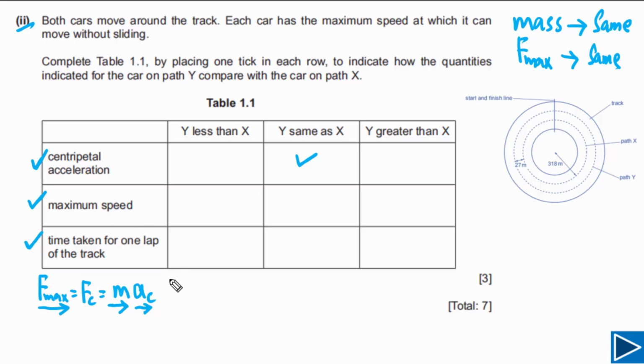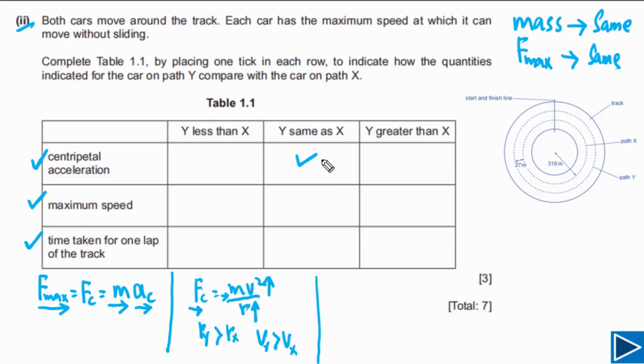Now we need to compare the maximum speed. In order to compare maximum speed, we can rearrange the centripetal force equation this way. We can say Fc is equal to mv squared over r. But in this case, Fc is the same, meaning F max is the same, and m is the same. Now if r is greater, it means v has to be greater. In this case, Ry is greater than Rx, so it means Vy has to be greater than Vx. So we can tick here.